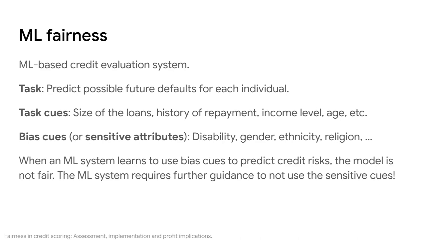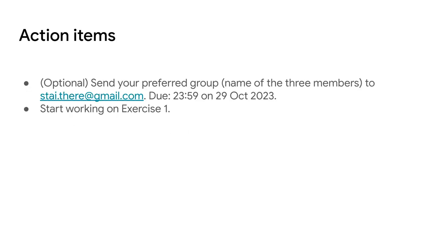So let's say the task is to predict a possible future default for an individual. And I would say the task cues, what is allowed for the model to use, are like the size of loans, history of repayments, income level, age, and so on. But what seems to be a bias cue in this case is the disability, gender, ethnicity, religion. So whatever humans decide in some discussion should not actually be used for making such a decision.